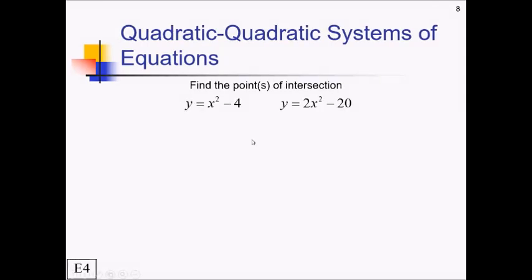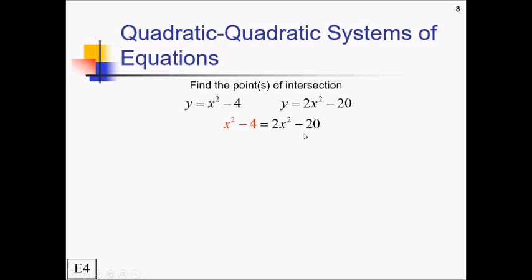We'll do one more problem just for fun. Pause the video, try it out. All right, so let's plug in x squared minus 4 for the y over here, again using substitution. Now this one's a little different than the others we've seen today because you'll notice there are no linear terms. There's no x to the first power.